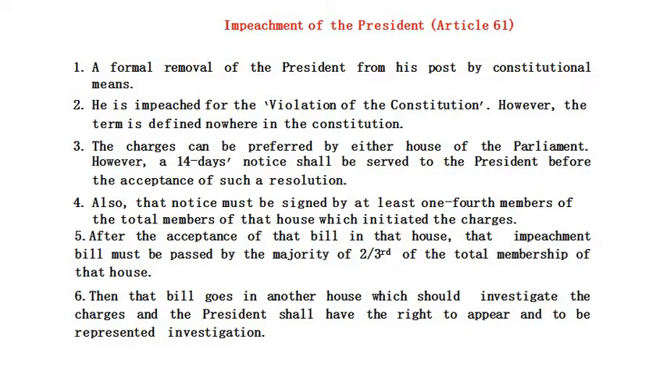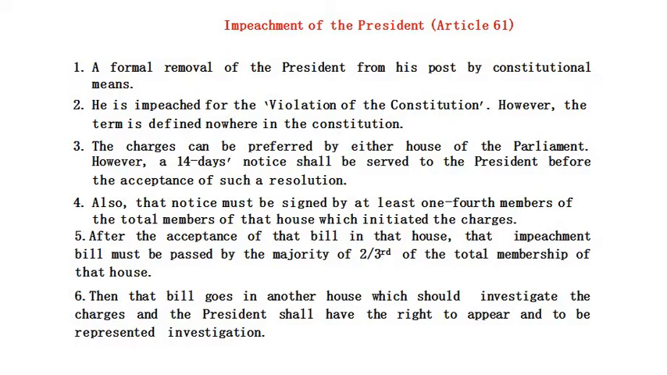Then this process starts. After the acceptance of the bill in that house, that impeachment bill must be passed by a majority of 2/3 of the total membership of that house. For the initiation, 1/4 of the members have to sign, and to pass the bill, at least 2/3 majority has to pass that bill.